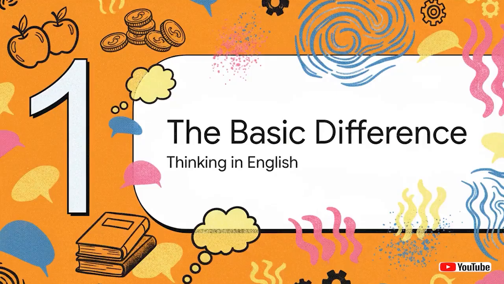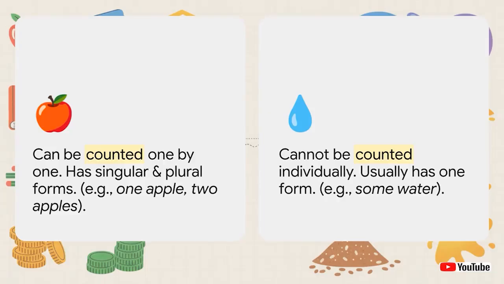All right, let's dive right into the basic difference. The very first step is just to get this core idea down. It's all about learning to think about things, objects and ideas, the way English frames them. At its heart, it really is this simple. Countable nouns are just individual things you can point to and count. 1 apple, 2 apples, 3 apples. Easy. They have a singular form and a plural form.